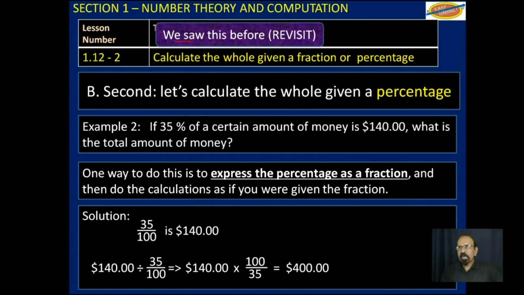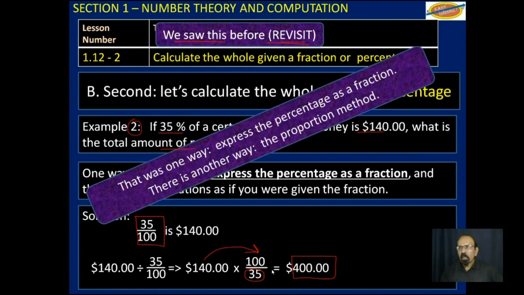Now, we saw this example before, so we are going to revisit it. It was example 2 in the second section of this video. If 35% of a certain amount of money is $140, what is the total amount? And we came up with $400 using the fraction concept. There is another method besides the one you were developing about multiplying by 100 and dividing by the number you're given in a percentage. So this was one way that we looked at, express the percentage as a fraction. There is another method called the proportion method.